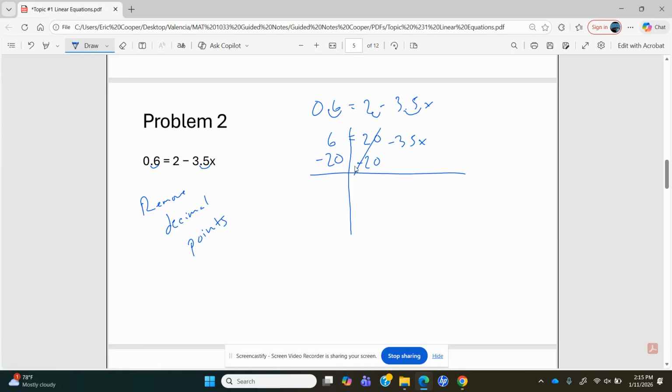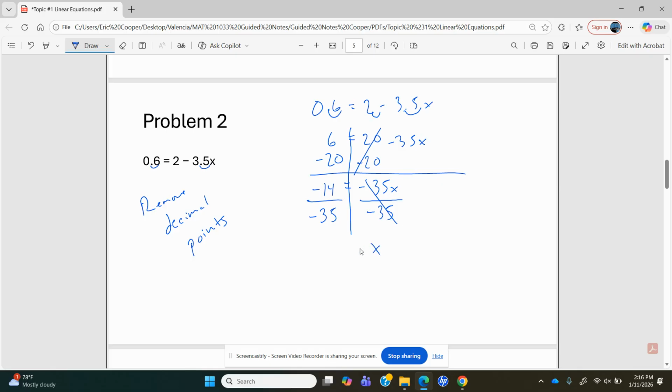Something should always cancel out when you're solving this. So I have just negative 35x here. On the left, 6 minus 20 equals negative 14. Again, my job is to get x by itself. I notice x is on the right side attached to the negative 35. It says negative 35 times x, so I'm going to divide by negative 35 to cancel it out. But whatever I do to one side, I'm going to do to the other.